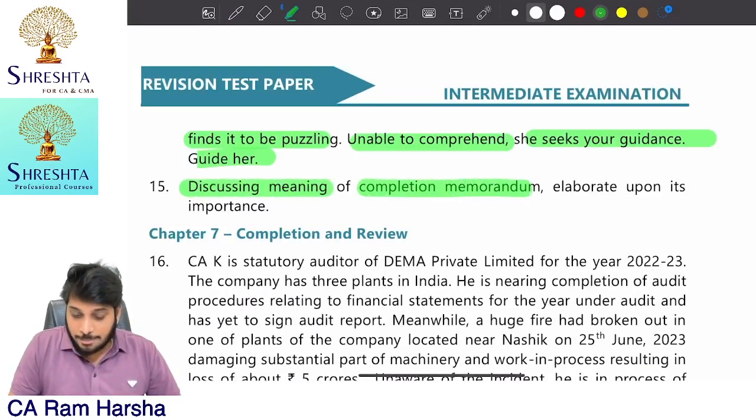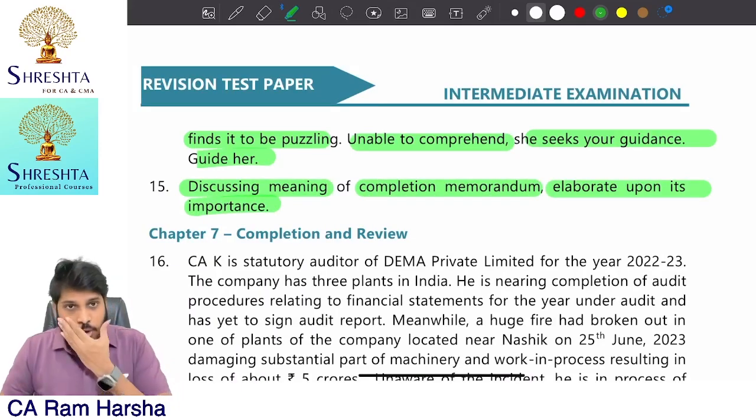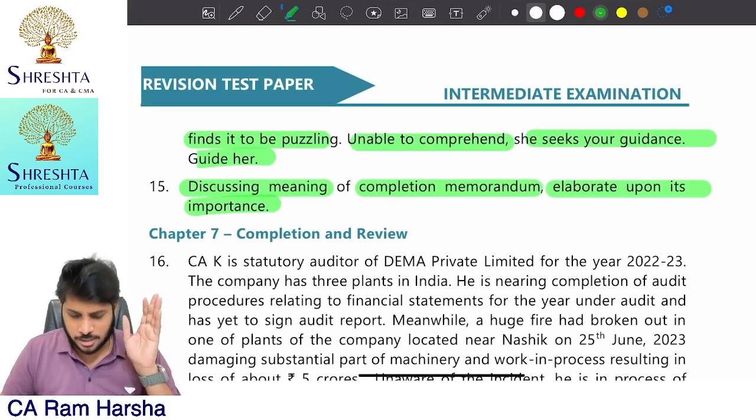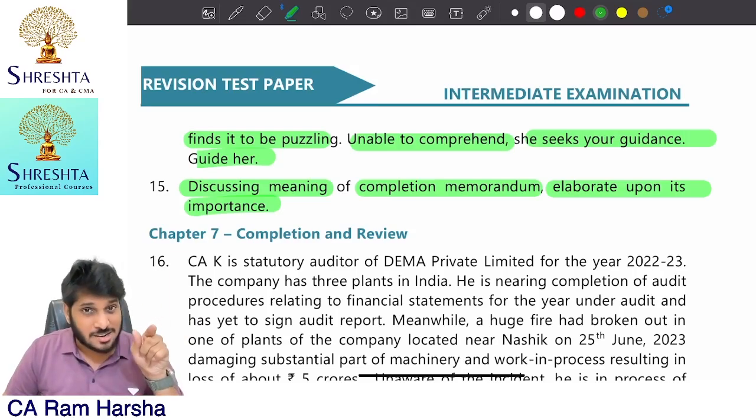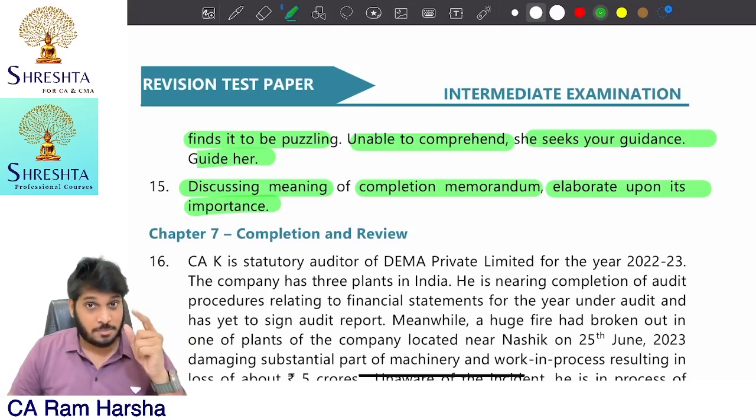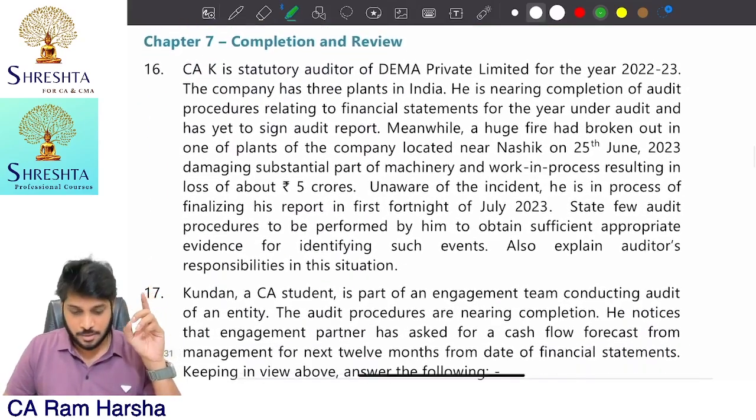Discuss the meaning of completion memorandum. Elaborate upon its importance. What is the meaning of completion memorandum? Completion memorandum means audit summary memorandum. Documentation question, last question, straight question. I'm not reading. Please read the answer. It will be a revision for you.